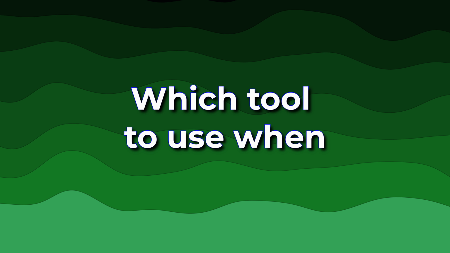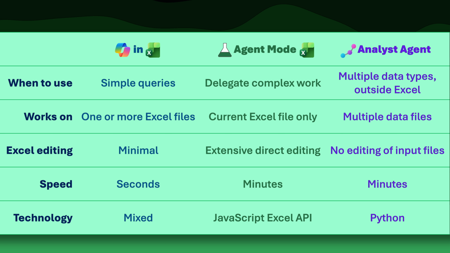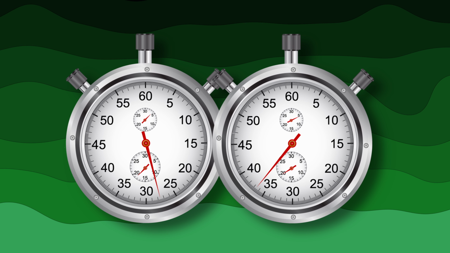Next, we need to understand which tool to use when. Copilot is for interactivity with one or more Excel or other types of files, and more chat based experience. Whereas when you want to do deep technical work inside Excel, you want to delegate it to someone, then you use agent mode. And if you have a chat kind of thing with multiple types of files, you want to put them together, visualize them, analyze them, then use analyst agent. All this will save enormous amount of time.